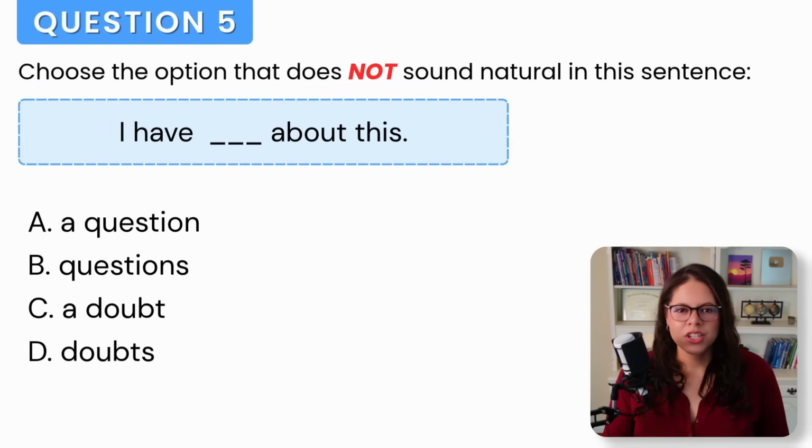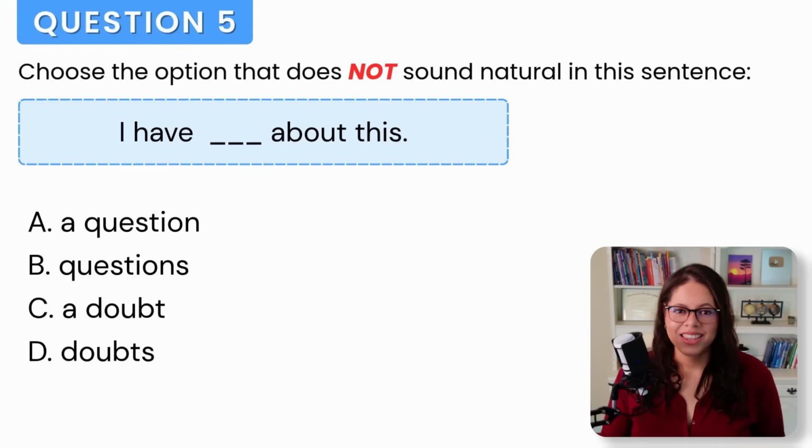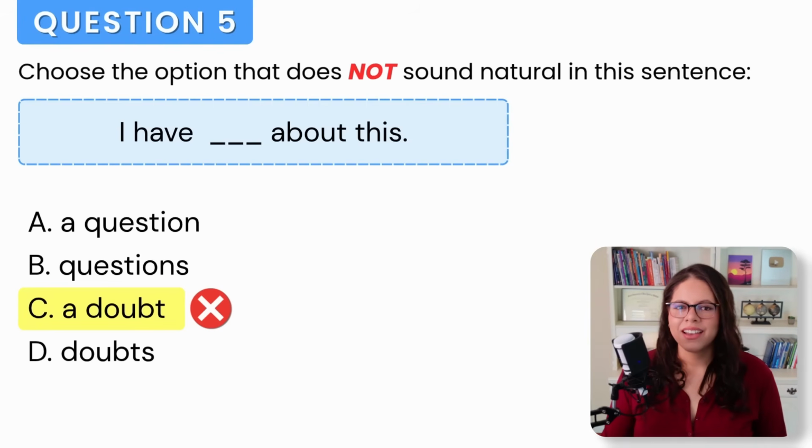Question number 5 will be different. Choose the option that does not sound natural in this sentence. I have blank about this. The answer is C. Generally, it sounds very unnatural to say, I have a doubt in standard international English.